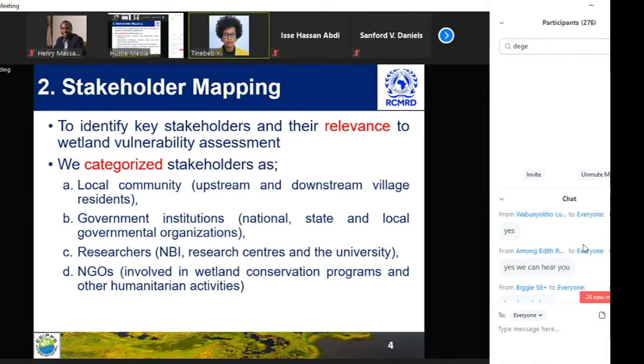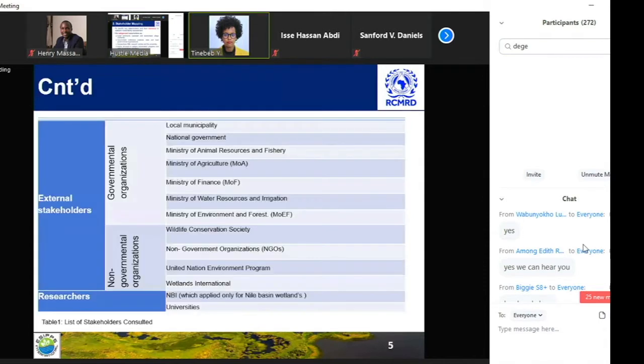So we mapped the stakeholders by their relevance. We first identified the key stakeholders and their relevance to the wetland vulnerability assessment. The second step was categorizing all identified stakeholders into four major categories. The first is local communities, which play a great role for wetlands; the communities found in upstream and downstream villages or residents are considered. The second is government institutions, mostly national, state, and local governmental organizations. Third are researchers, including the Nile Basin Initiative, research centers, and some universities. And the fourth is NGOs, which are involved in wetland conservation programs and other humanitarian activities.